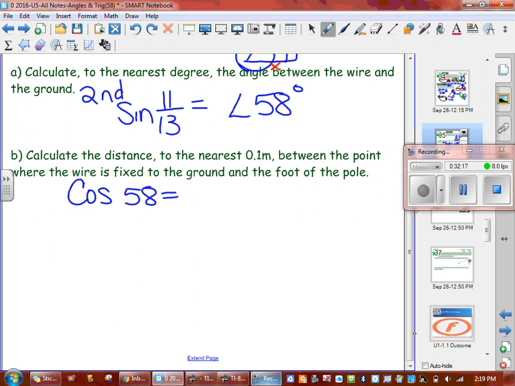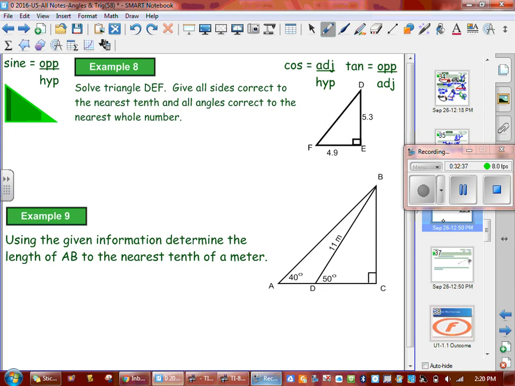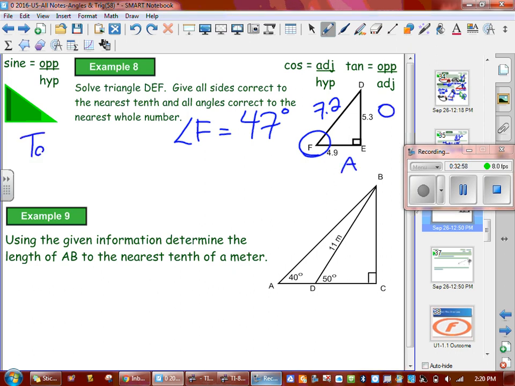Okay, let's turn the page and check how you did on the next section. So again, you have to label correctly. You need to find the unknown side. So the unknown side should have been 7.2, and then you had to find your unknown angles. So this angle down here, the angle F, you should have found is 47 degrees. So if you labeled opposite adjacent, you should have tan of F is equal to 5.3 over 4.9. And again, you're hitting the second button first. And that's going to give you your 47 degrees. Once you find angle F, you can find angle D by taking 180 minus 90 and 47 to give you 43.